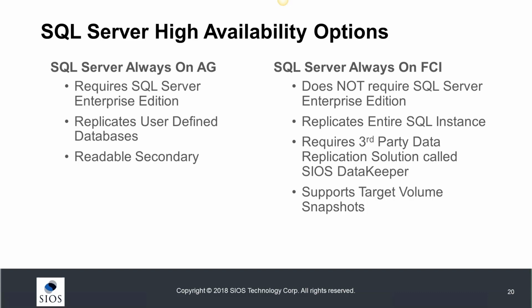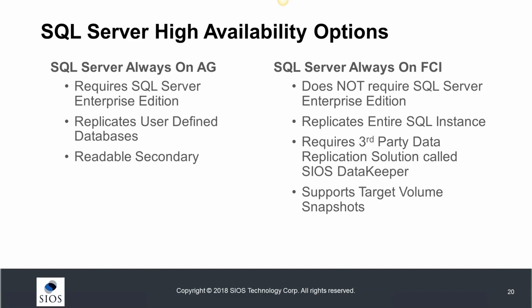There are some key differences, as I outlined here. With SQL Server Always On AG, one of the primary reasons that customers come to SIOS for high availability is that the fully featured version of availability groups requires SQL Server Enterprise Edition. We'll go into some details of the cost of that, but it's quite a substantial increase in the overall cost of the solution to go with SQL Server Enterprise Edition. But beyond the cost, there are other reasons that people might use failover clustering versus Always On availability groups.